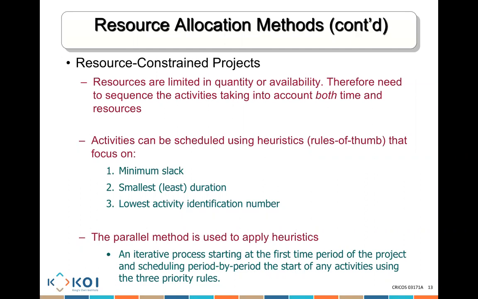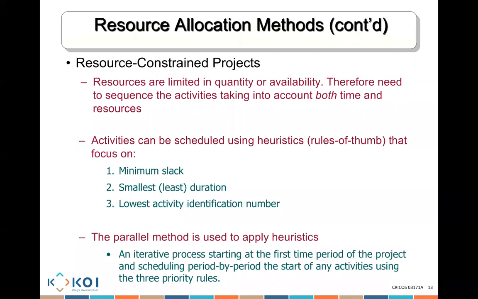So how do we decide, when we do not have enough resources, what sort of rule we try to follow to decide what tasks we are going to be doing? You do it by trying to use some rules as much as you can. Activities can be scheduled using a rule that focuses on the following. If you have constrained resources, you would initially try to schedule the activity that has the minimum amount of slack. So that's the first activity you would do.